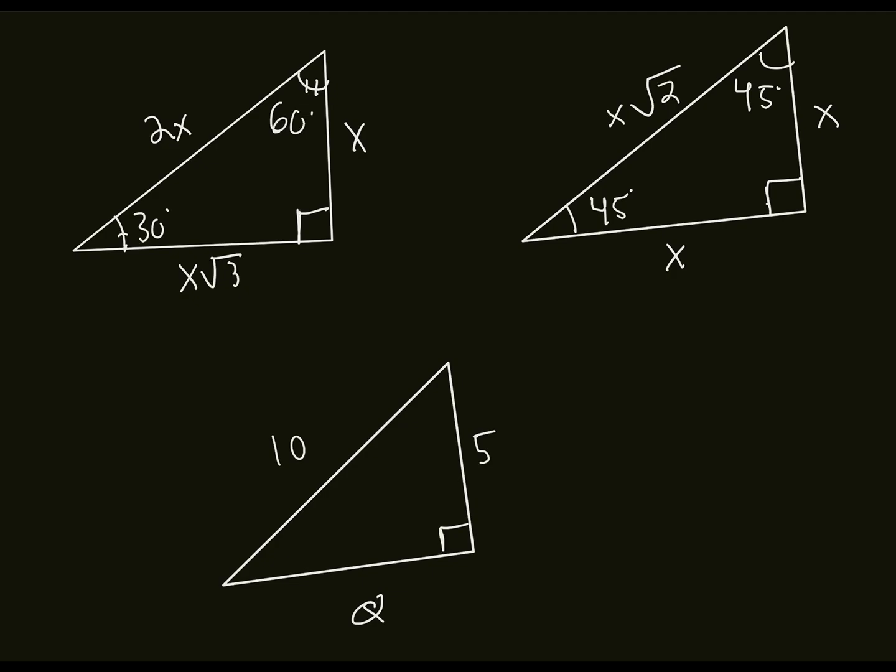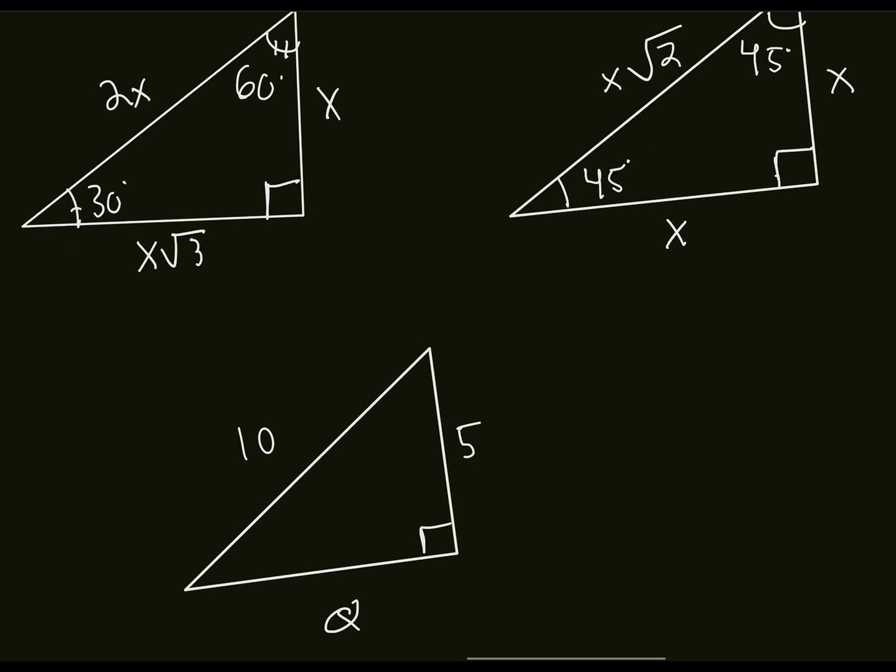Let's move down to this example down here. You can't tell what the angles are right away, but you can see that the leg is half of the hypotenuse. So you can assume it's going to be a 30, 60, 90 triangle. Based off that, x is going to be equal to 5.